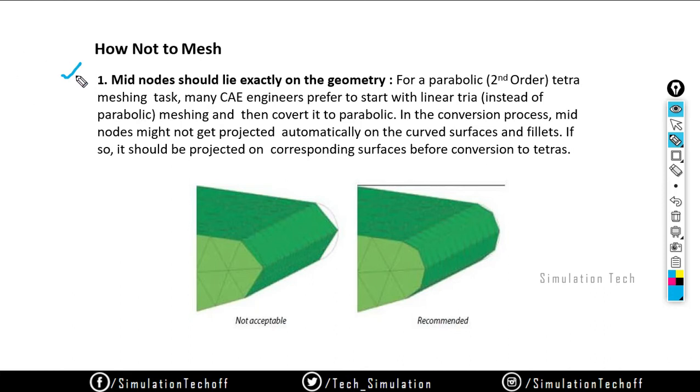Okay, right, the first point is mid node should lie exactly on the geometry. What are mid nodes? So when you are trying to create a second order element, say a second order triangular element or a prism element, you will have a node over here, right? That is an additional node. I'm talking about those additional nodes in the filleted areas, like it has a fillet surface like this. That mid node should lie exactly on this surface, this point.